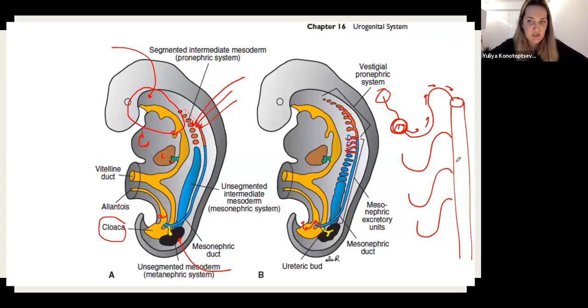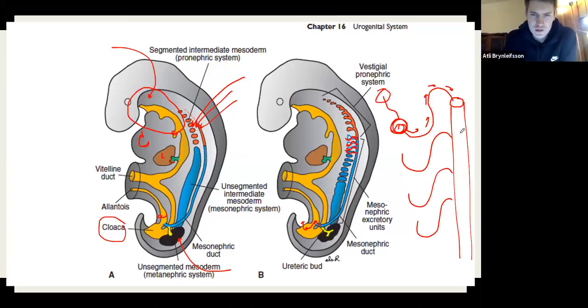But again, when I say urine, guys, it's not urine, right? Because all of the toxins are removed by the placenta. This is just watery fluid. It is free of toxins. It doesn't have anything like that. Does the pronephros produce any ultrafiltrate?